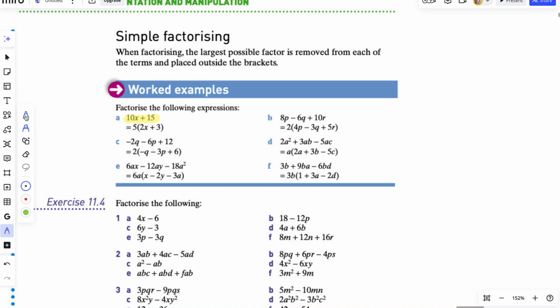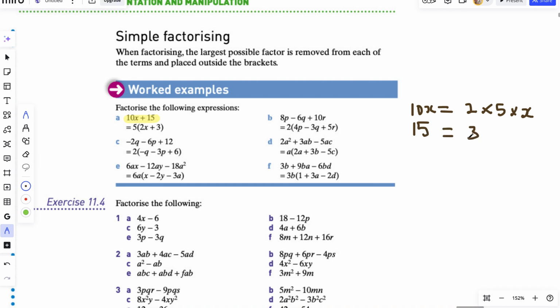If you want to find the HCF, you write 10x out and find the factors of 10x. What are the factors of 10x? That's 2 times 5 times x. I believe at this level you should know how to do this. Now we move on to the next one, 15. What are the factors of 15? The factors are 3 times 5.